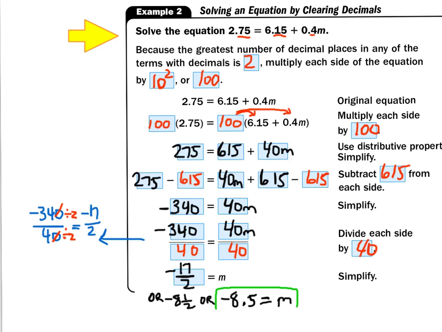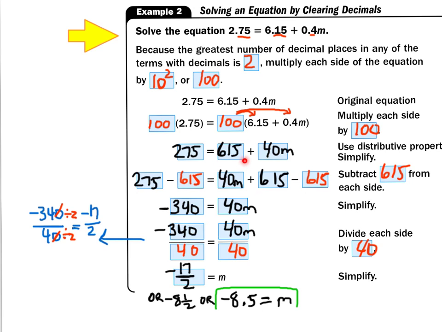And so 100 times 2.75 gives me 275. Bring down the equal sign. 100 times 6.15 gives me 615. Bring down the plus sign. 100 times 0.4m gives me 40m. And now I just solve that.